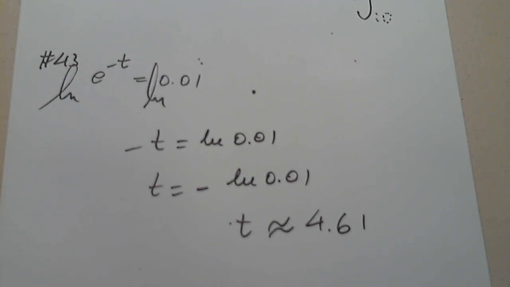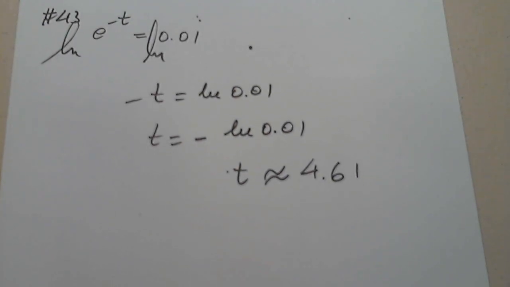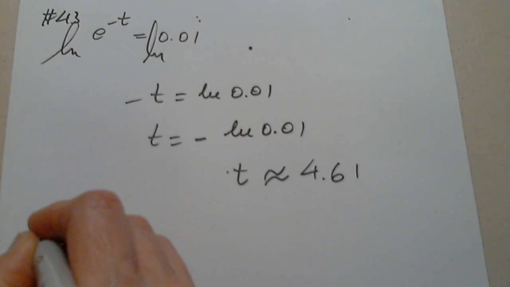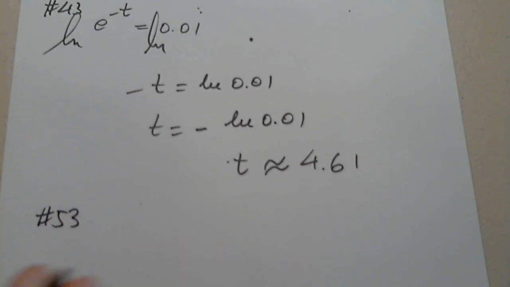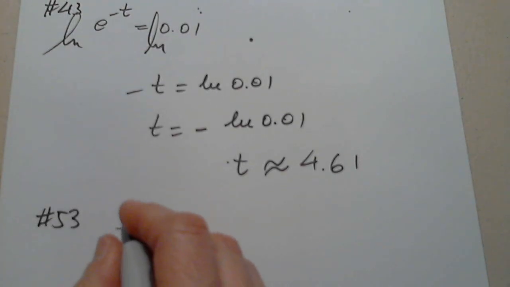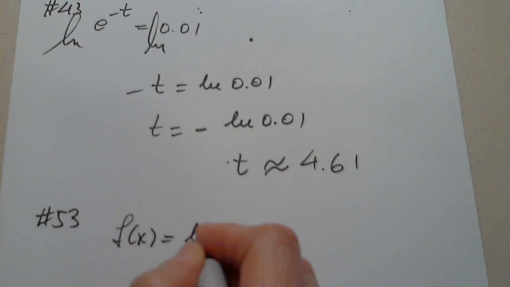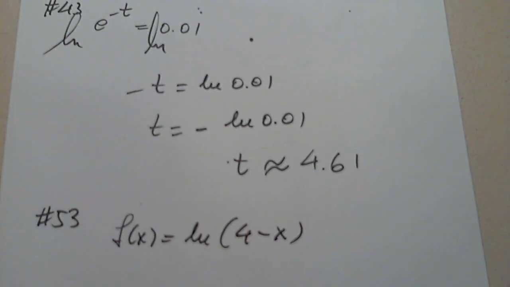Now, let's look at 51 through 60. This time we are not asked, this is not an equation, we're only asked to find the domain. Okay, so let me start one and you choose the next. I know we have 5 minutes left. So f of x equals natural log of 4 minus x.